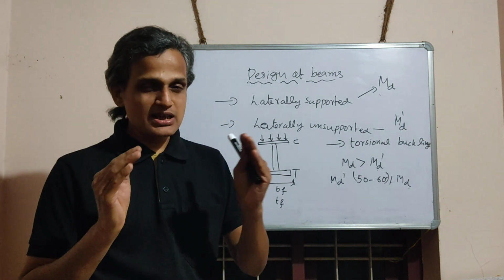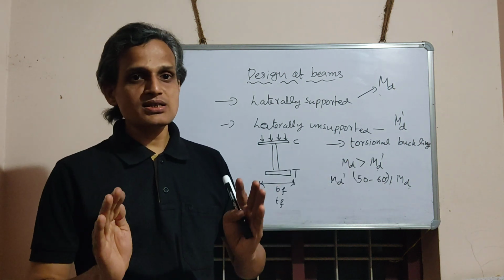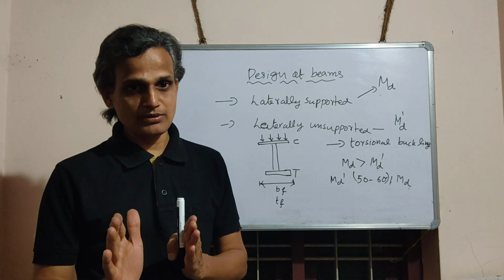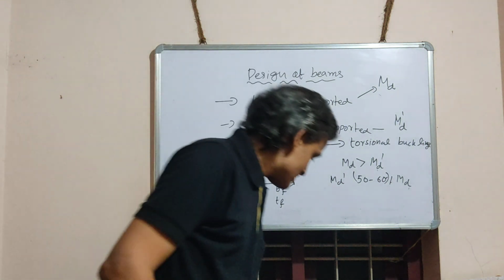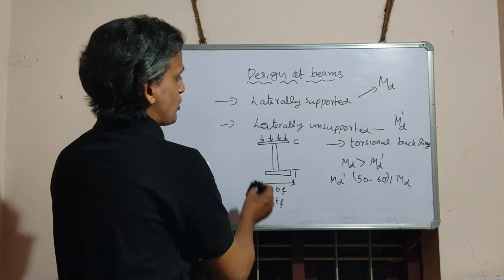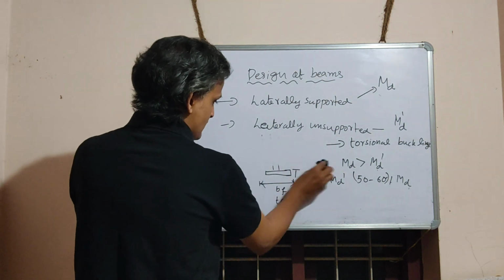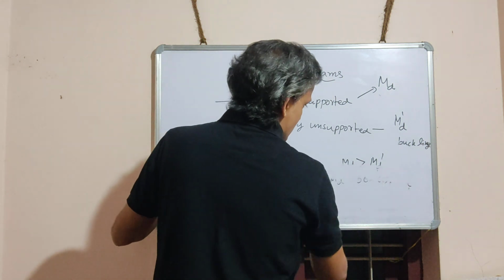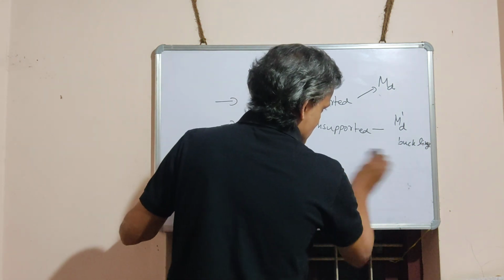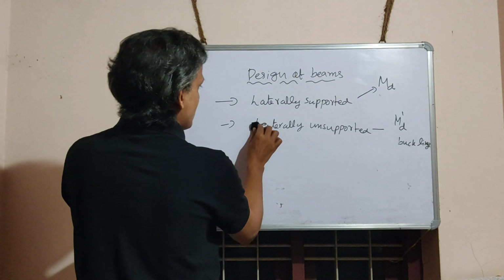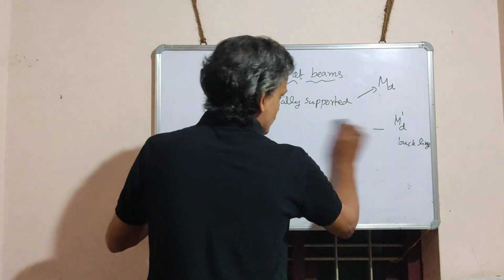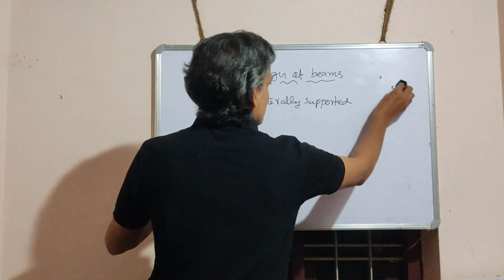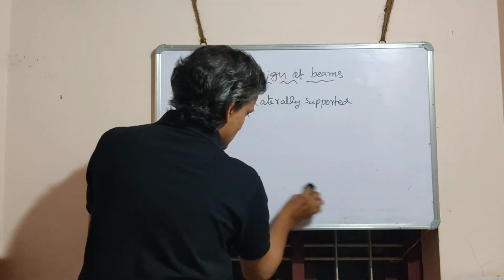Now you may have got some idea about the difference between a laterally supported beam and a laterally unsupported beam. Now, how this lateral support is provided, that is the next case. From this we can understand that we should always provide lateral support, that is the best option, in order to get the maximum capacity of the given cross section.